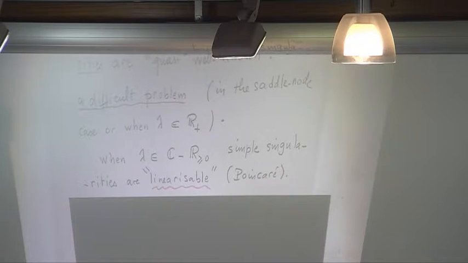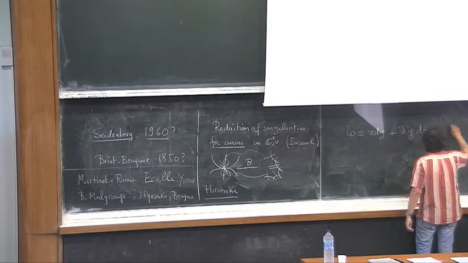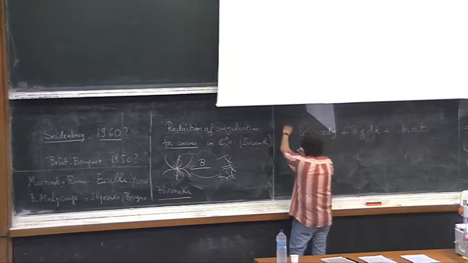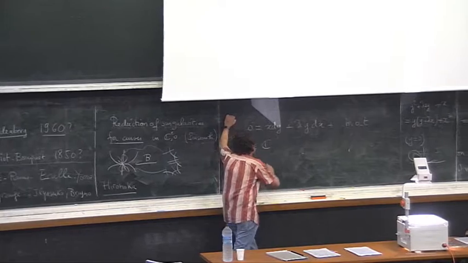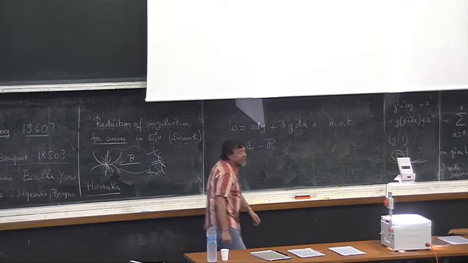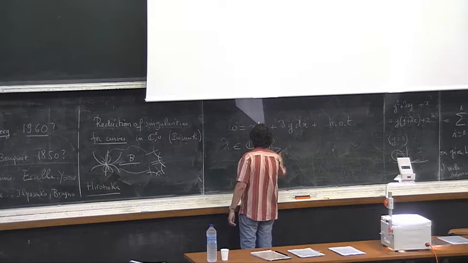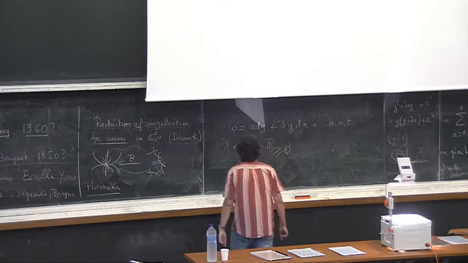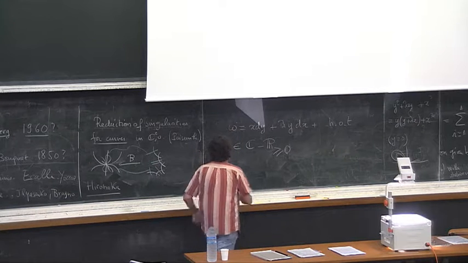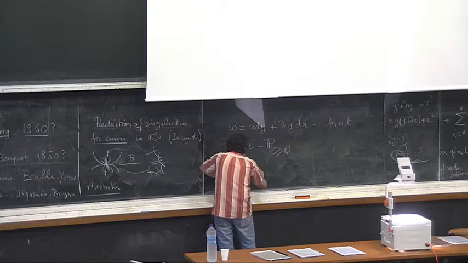There is a well-known case, the Poincaré result, which says that if you have a form, a germ, which is simple, so maybe with a linear part plus other terms, and with a coefficient lambda non-real, for example, non-real, maybe positive, then the foliation associated to omega is linearizable.